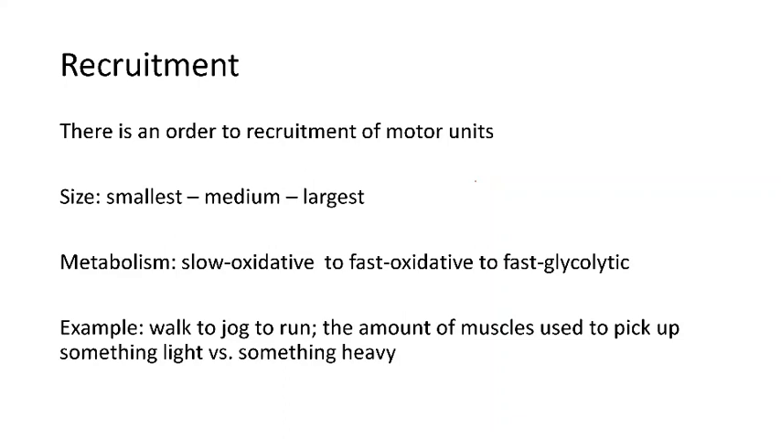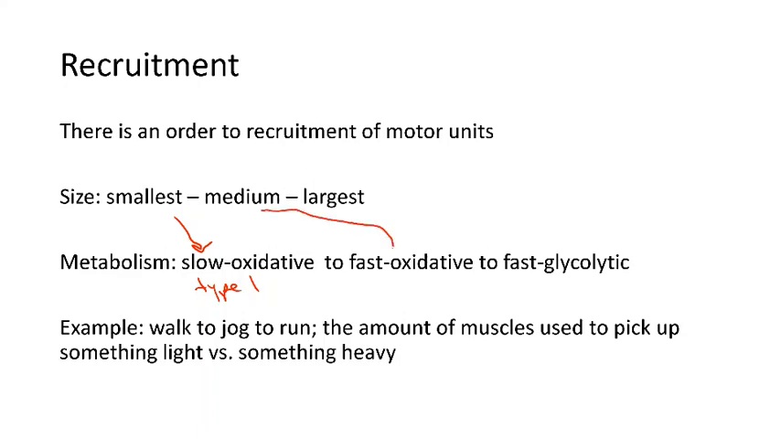These smallest cells are also called slow oxidative. Sometimes you'll see it called a type 1 cell. Slow oxidative means it has slow myosin and it has oxidative metabolism. So that we'll see those characteristics.